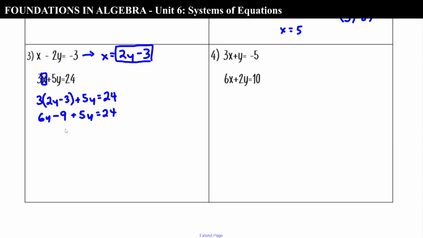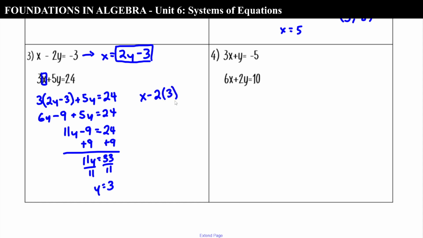Now we distribute: 6y minus 9 plus 5y equals 24. 6y plus 5y gives me 11y. That's combining like terms. And now we're going to add 9 to each side. So 11y equals 33. Divide each side by 11. 33 divided by 11 gives us 3. So y equals 3. Now, we can plug this back into one of the originals. In fact, I'm going to plug it into the first one. X minus 2 times 3 is equal to negative 3. Well, that gives us x minus 6 is equal to negative 3.